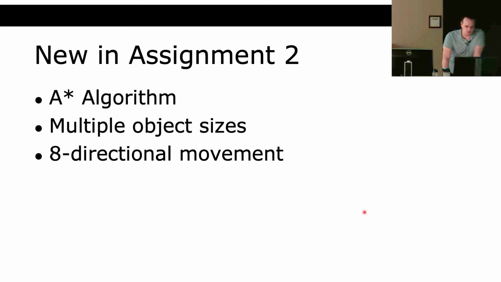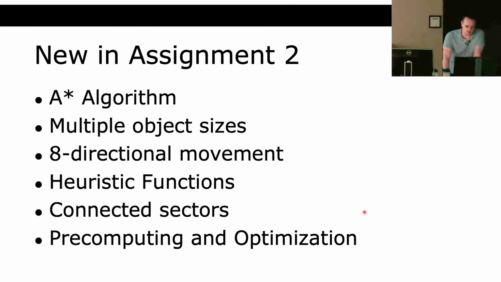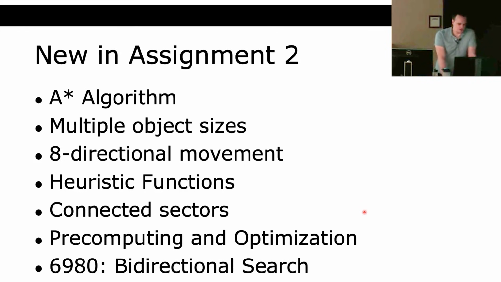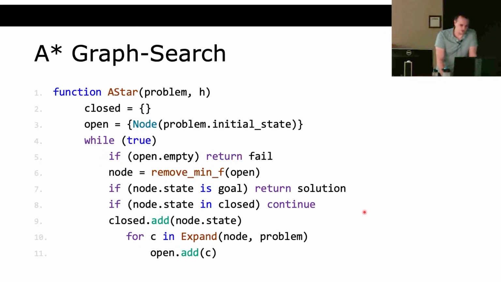We've got multiple object sizes. We've got 8 directional movement now. We've got heuristic functions, connected sectors, some pre-computing and optimization if you want to, and for 6980, bidirectional search. So this is worthy of 3 weeks of an assignment. Here is the A* graph search algorithm that you will be implementing, and you can just take that and implement it. I've just included it there for you, so you have it in this version of the slides rather than need to go back to the other version of the slides.